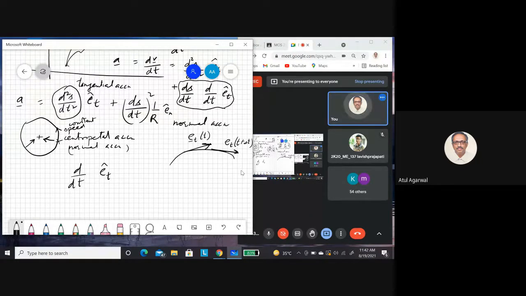So how do you find the difference of these two vectors? You bring them, you draw it parallel to it. This is your et at time t. Then you bring the other at the same point, parallel to it. So what is the difference between the two? Final minus initial.